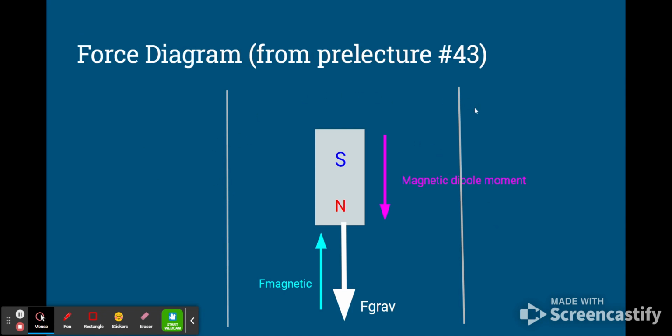And here is a force diagram. This is the tube. This is the magnet. The magnetic force from the induced current is pointing up against the magnet, in the opposite direction of gravity, but gravity has a larger magnitude, so it points down and the magnet falls down.